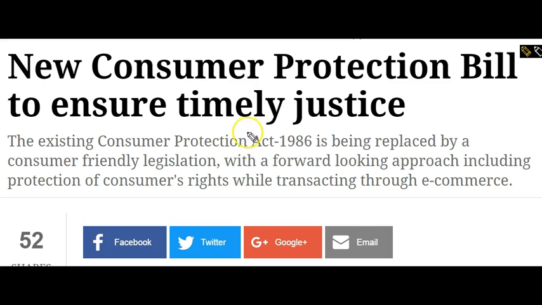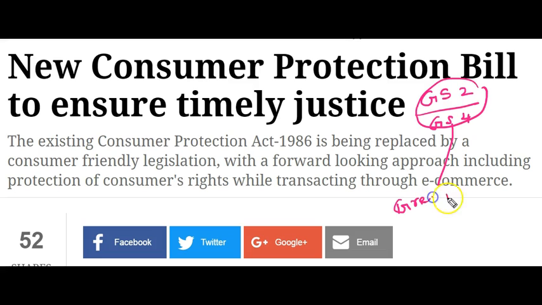Next we are going to discuss the Consumer Protection Bill. The topic came in the news in Indian Express. This topic is important for GS paper 2 as well as for GS paper 4, especially on the topic of grievance redressal mechanism, consumer protection and other topics.